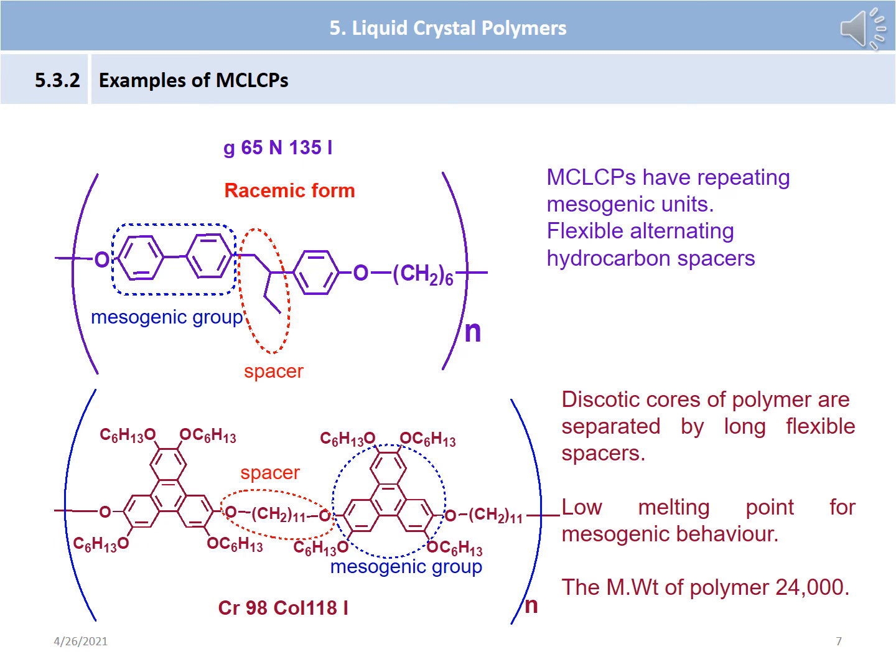The second example shows the main chain liquid crystal polymers with discotic cores, circled in blue, separated by long flexible spacers. The long flexible spacers are responsible for the low melting point for the mesogenic behavior. Because of the discotic cores, this type of mesogen will exhibit columnar phase.